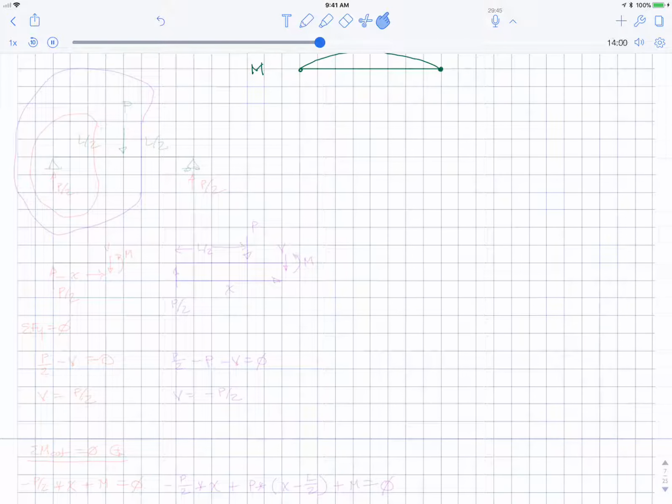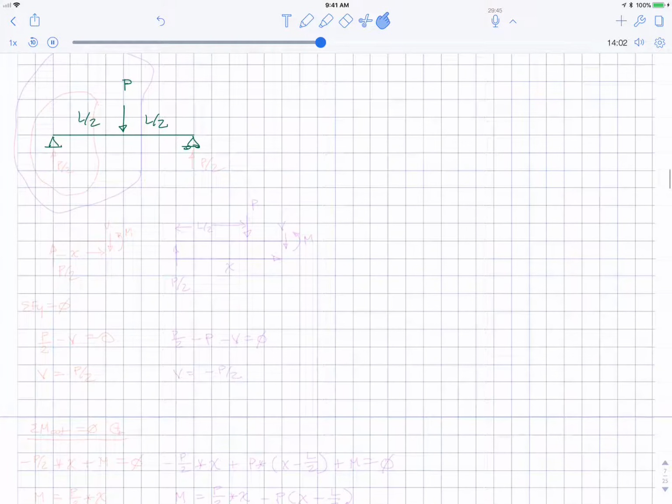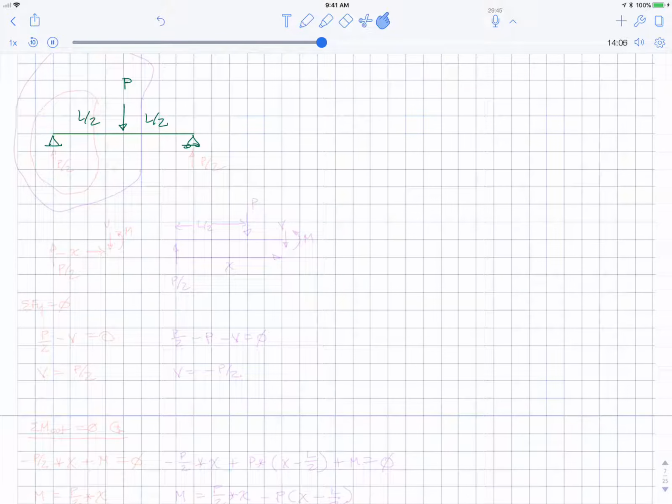Here's a second problem that's also very common. You have a beam, I've drawn here, with a point load P right in the middle of the beam. The total length is L, so L over 2 on each side. I'm going to get the reactions. It's symmetric, so that reaction is P over 2. That reaction is P over 2.